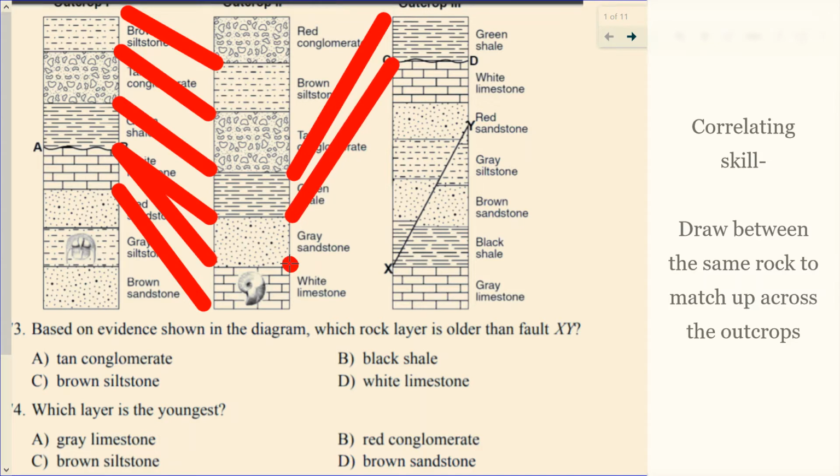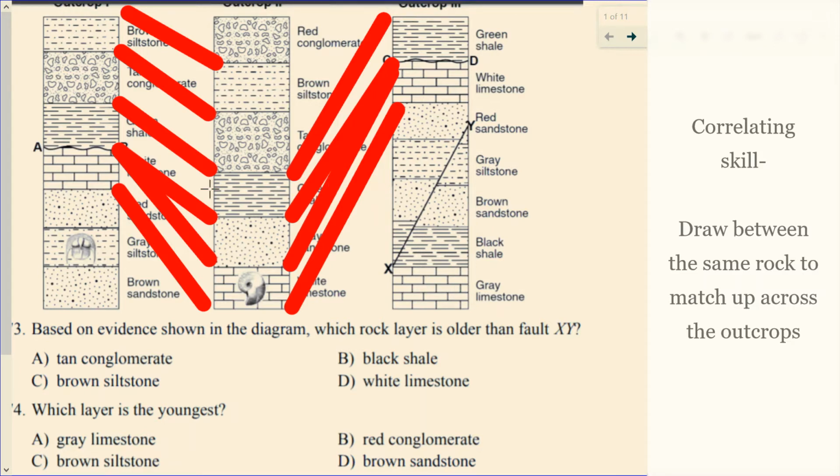And I've got my gray sandstone that is probably still missing. And then I've got my white limestone that matches up there. Red sandstone, gray siltstone, brown sandstone. It looks like these two are going to be the absolute oldest rock.